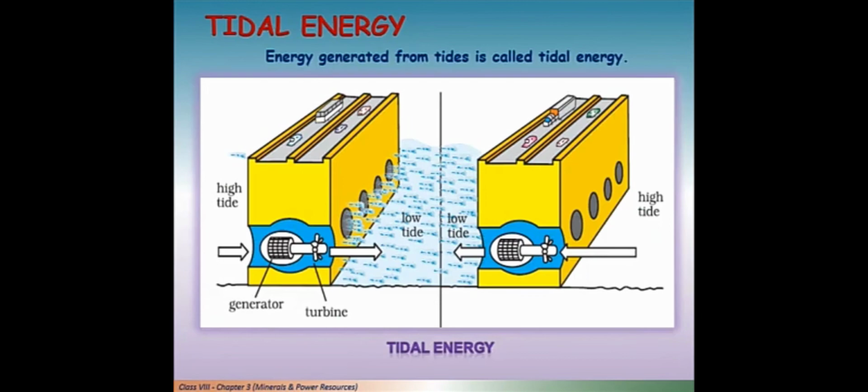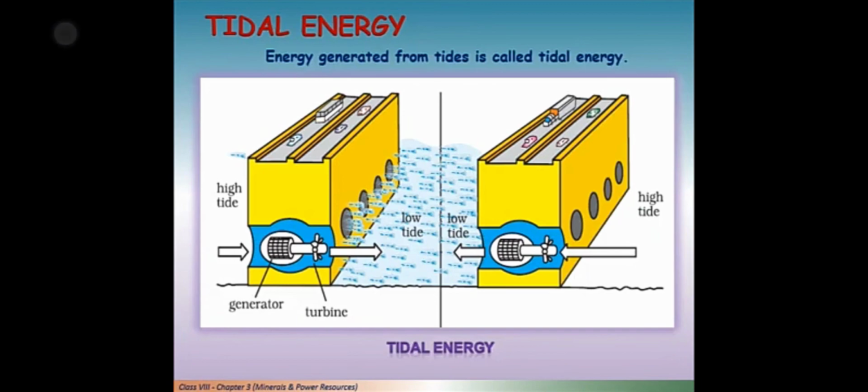And tidal energy means the energy we get from tides. The energy which is produced from tides is called tidal energy. Actually, we build this setup under the dams, at the narrow dams. We will build this setup, like a turbine and generator, under the dams. You can see in this picture. When the low tide touches the turbine, the turbine starts to rotate and the generator will produce electricity.